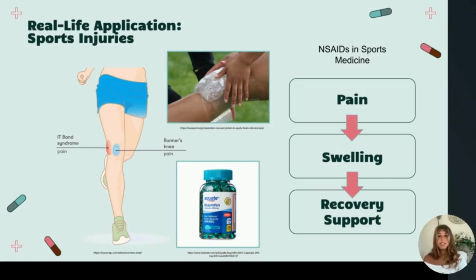A lot of athletes use medications like ibuprofen or naproxen for a short period after an injury. These drugs don't actually cure the injury itself, but they make the symptoms much more manageable while the body recovers. It's also important not to rely on NSAIDs too much. Taking them for a long time or at high doses can increase the risk of side effects. That's why they're usually recommended for short-term pain relief, while also using rest, ice, compression, and physical therapy if needed.